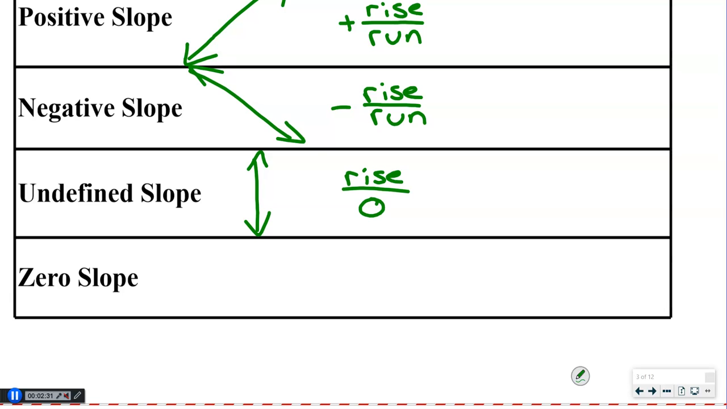A 0 slope is going to be a horizontal line. And that is when the change in the y's is 0. If we get a 0 for our rise, and then have another number for our run, that would be a 0 slope.